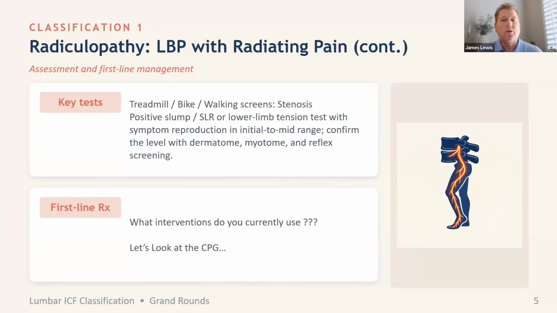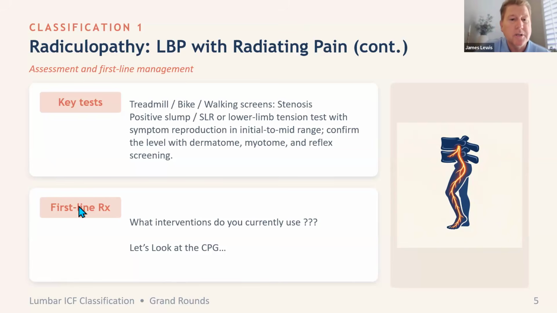And then if you are maybe doing something with, say, for instance, radiculopathy, you might use the straight leg raise test, the lower limb tension test, maybe confirm that with some dermatome, myotome, reflex screening, what we might call the neuro screen.